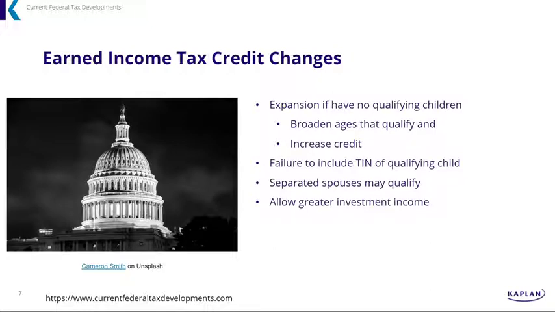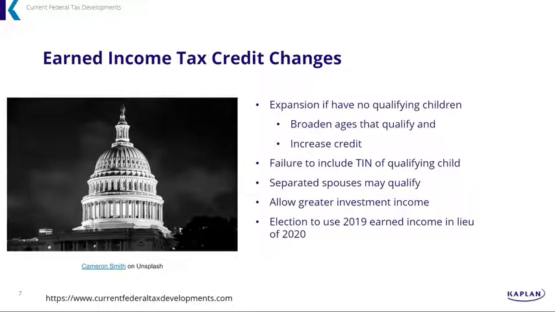They're also going to greatly increase the amount of investment income you can have and still get earned income credit. We're actually going to jump that number from 2,200 to 10,000. To do that, modify the inflation adjustment. But that means a much more significant amount of unearned income essentially can be earned by somebody and they can still get the earned income credit.